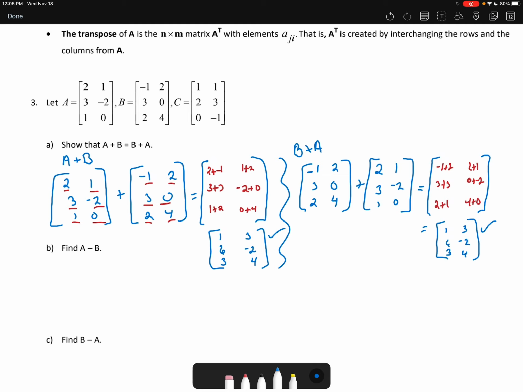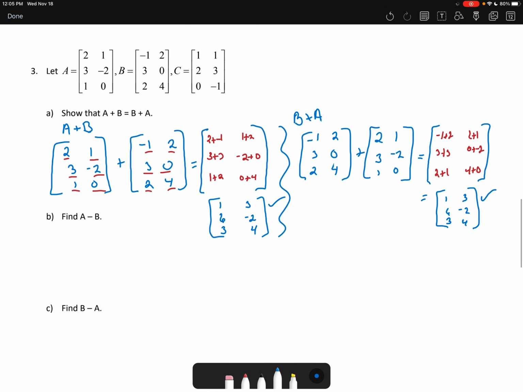Now, we may be wondering, does it work for subtraction? Can I subtract matrices in either order and get the same answer? So first let's do A minus B, and then let's do B minus A and compare. A minus B, I'm just copying down my matrix from above. This time I'm subtracting.